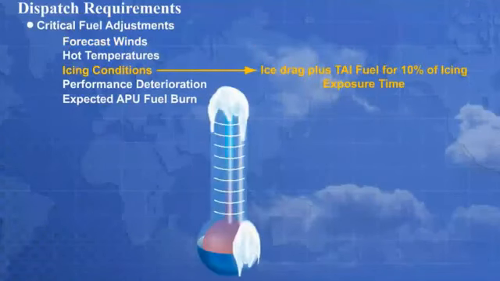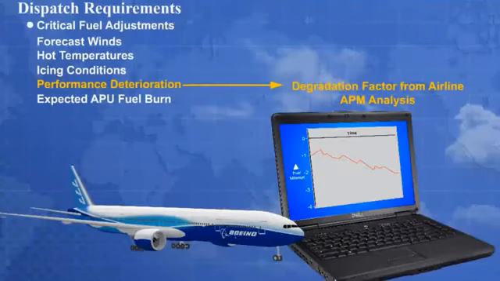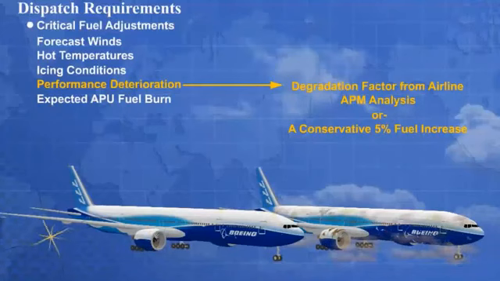Icing fuel protection is the greater of airframe ice drag plus thermal anti-ice fuel for 10% of the forecast icing exposure time. Or thermal anti-ice fuel only for the entire time during which icing is forecast. The performance deterioration allowance is normally taken from the airline's airplane performance monitoring program. If the airline does not track airplane deterioration, a conservative 5% fuel allowance must be used.